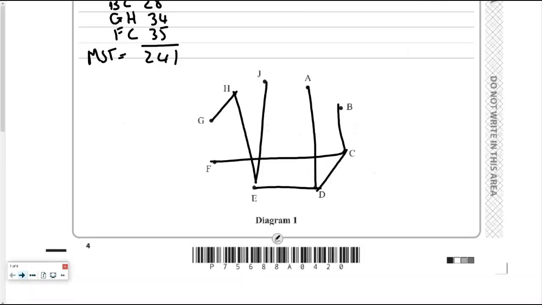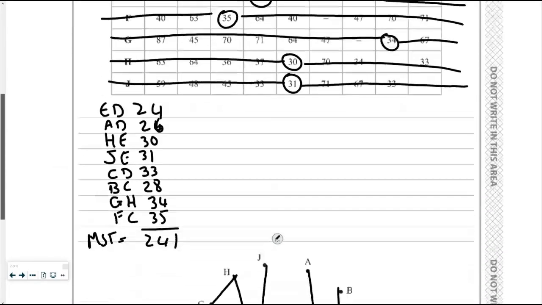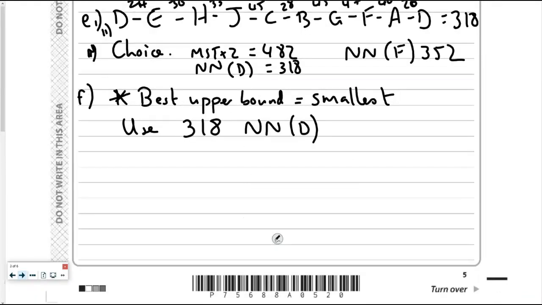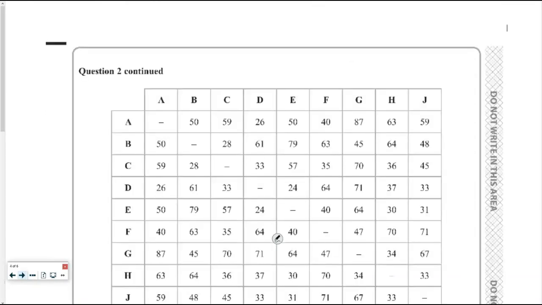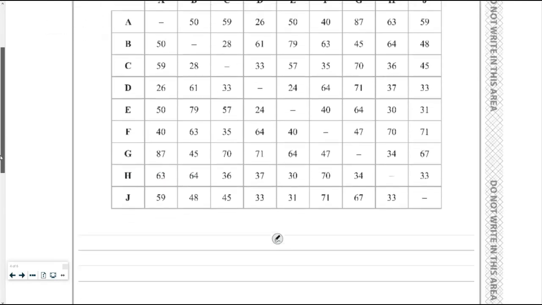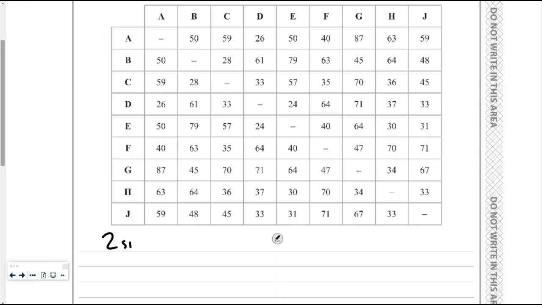So next, what's my G? Oh, I'm missing a page off this. So G asks you to delete a vertex at A to look for a lower bound. So if you're deleting a vertex, you look for your 2 smallest from A. Turn over the page so that's the right way around.